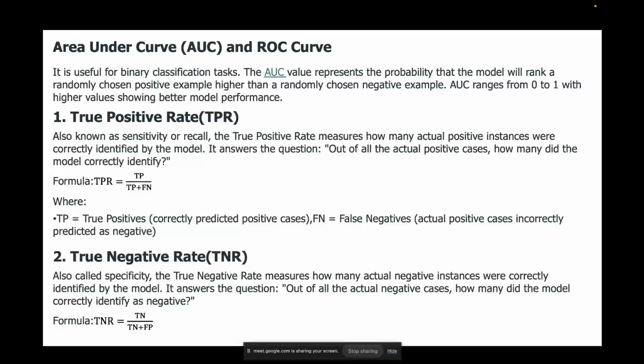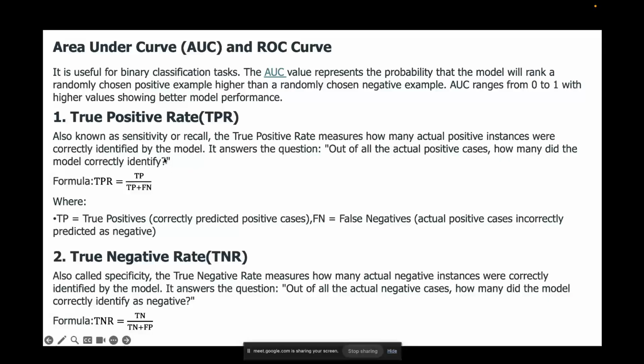The other parameter that is used to talk about the quality of the model is the area under the curve of the ROC curve itself. It is generally useful for binary classification tasks. The AUC value represents the probability that the model will rank a randomly chosen positive example higher than a randomly chosen negative example. It ranges from 0 to 1. If your value is closer to 1, that means it is better. If it is closer to 0, it is worse.